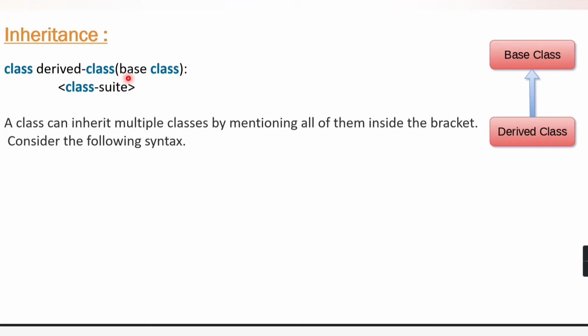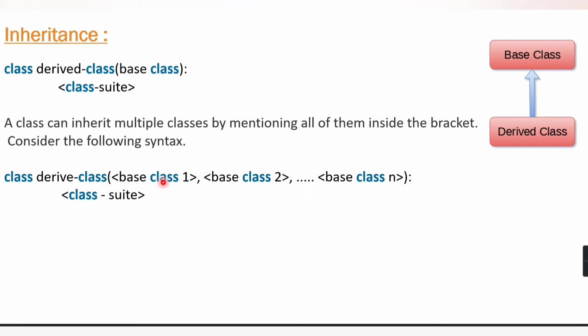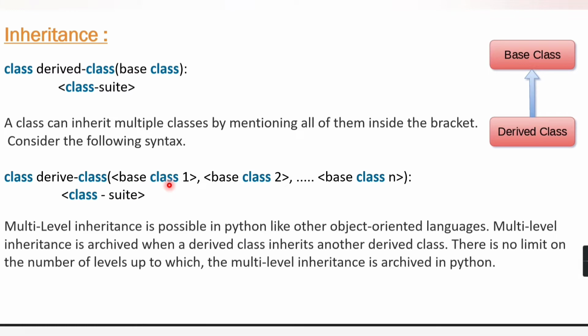In this syntax we have only one base class, but what if the derived class is deriving the properties from multiple base classes? In that case you need to provide the names of all classes separated by commas inside the brackets. Here you can see this is only one level inheritance, where one child class is inheriting the properties from one parent class. But there could also be multi-level inheritance. Multi-level inheritance is achieved when a derived class inherits another derived class. There is no limit on the number of levels up to which multi-level inheritance can be achieved in Python.